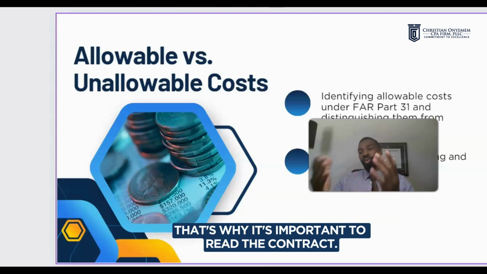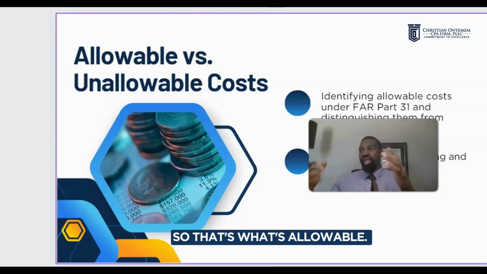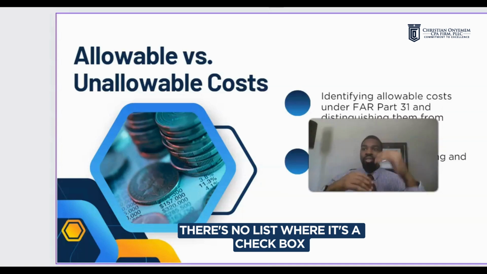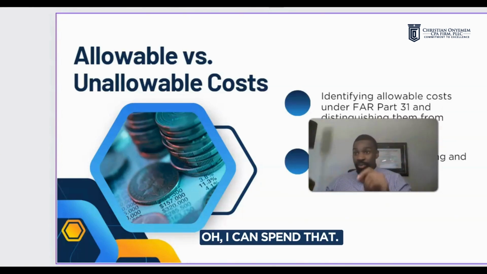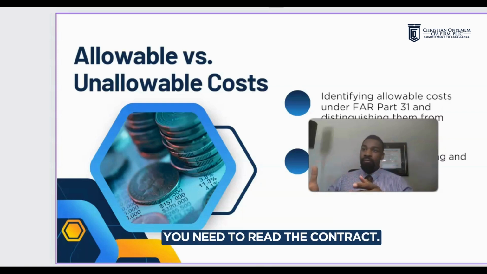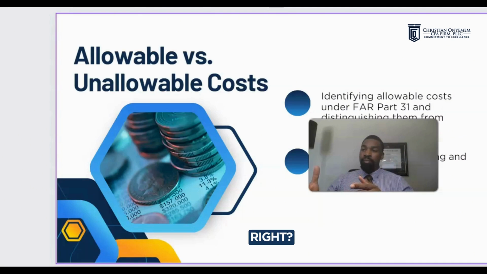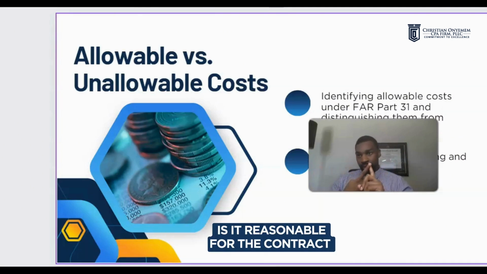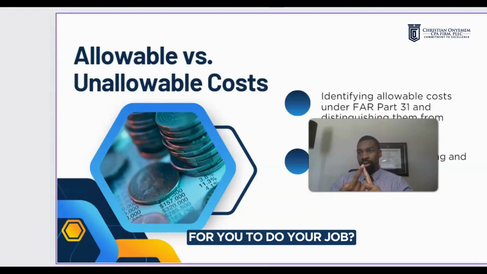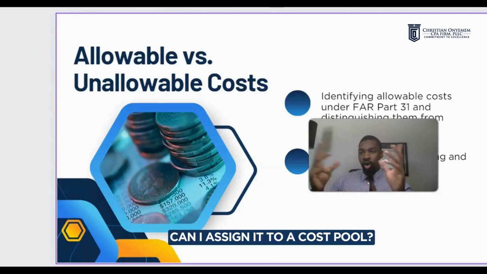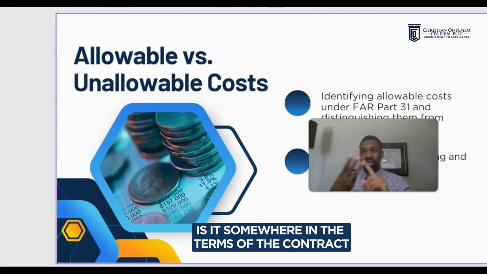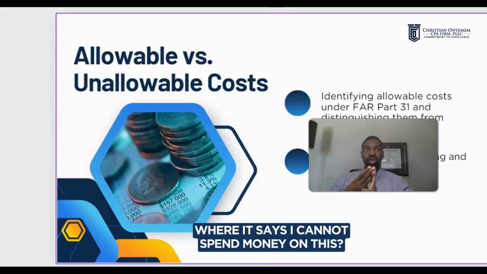That's why it's important to read the contract. So that's what's allowable. There's no list where it's a checkbox where you can see, oh, I can spend that. You need to read the contract, right? You need to read the contract. Is it reasonable for the contract for you to do your job? Can I assign it to a cost pool? Is it somewhere in the terms of the contract where it says I cannot spend money on this, right?